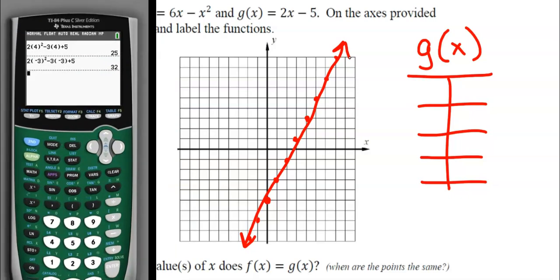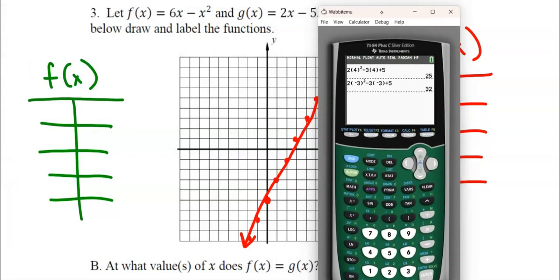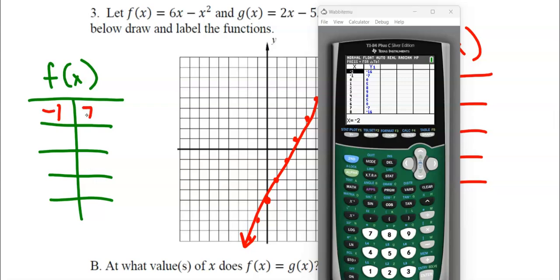So I'm going to take my calculator back out, and I am going to enter into the y equals button this new function, which is 6x minus x squared. Oh, geez. 6x minus x squared. And now when I look at the table, I see a lot of points. But I only have a graph that goes from -10 to +10. So I'm going to pick points that will fit.